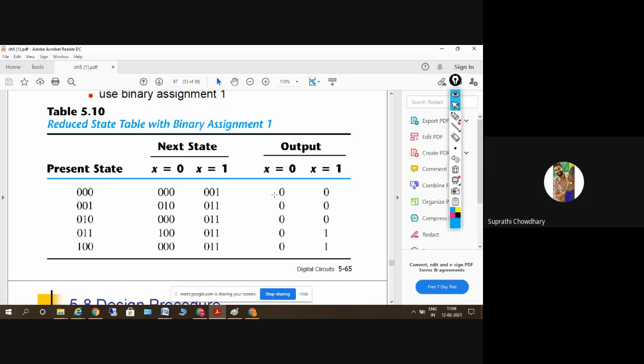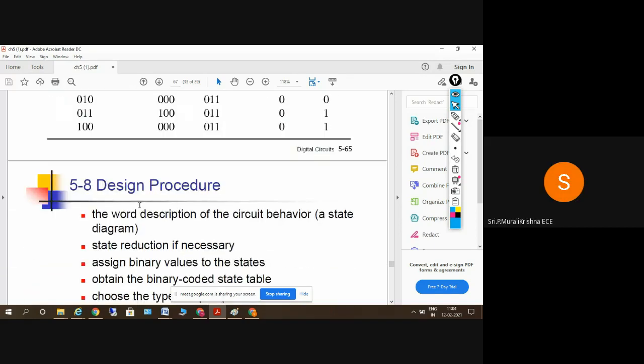So the next part is the design procedure. We'll see that in the next class. I'll be taking the next class tomorrow and the day after tomorrow, even though they're holidays. Most probably I'll not take the morning session. I'll be taking the afternoon session around 3 to 5, and Sunday in the morning session. Clear?